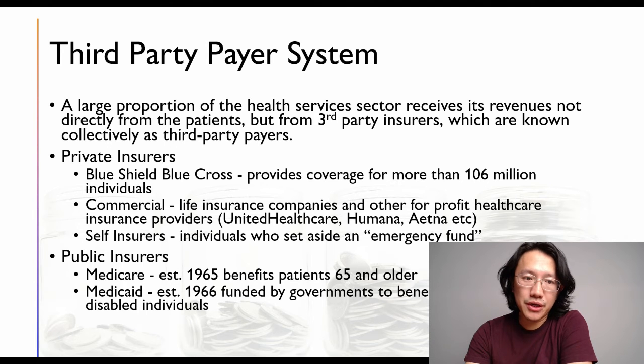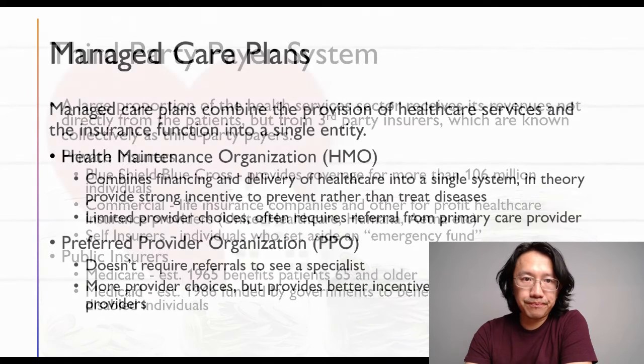We also have some public insurers. Medicare and Medicaid are two excellent examples of public insurers. Those are funded by the government. Medicare provides benefits mostly for patients 65 years and older, and Medicaid provides benefits for low-income and disabled individuals.